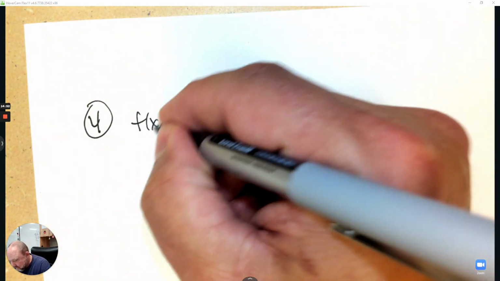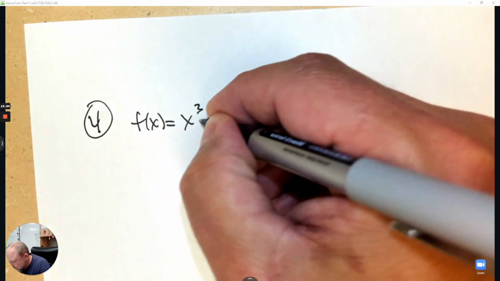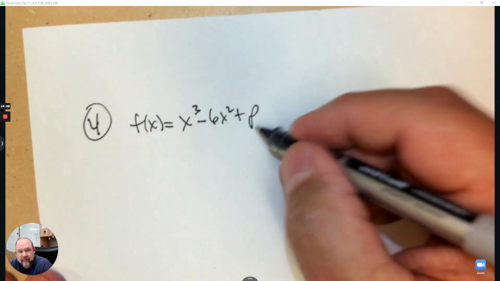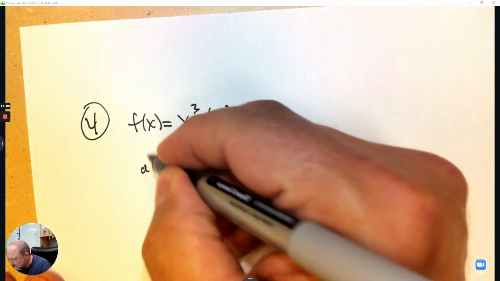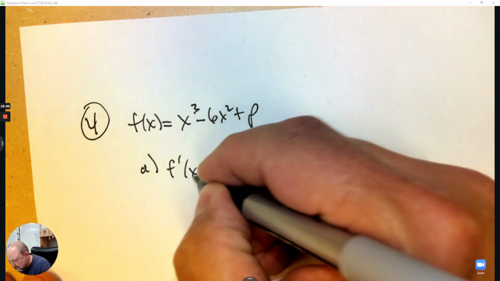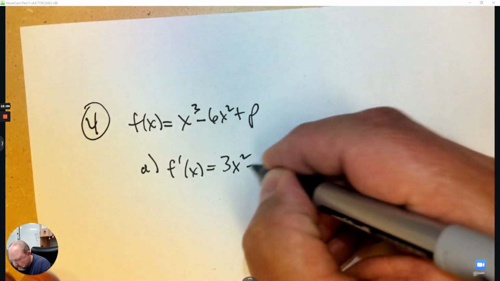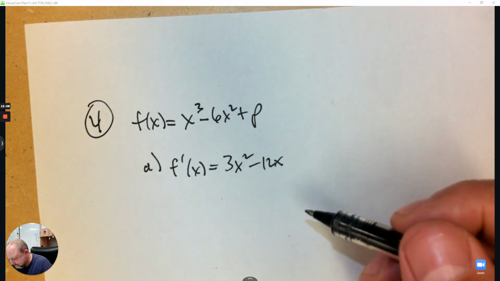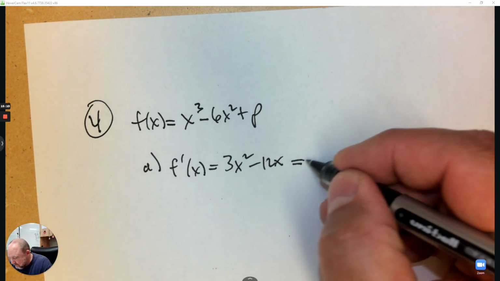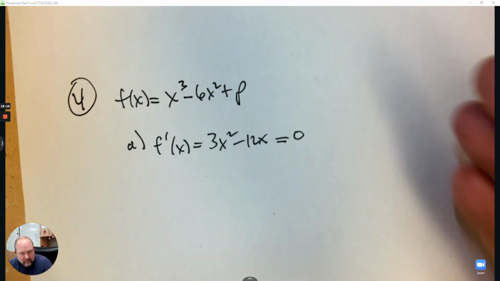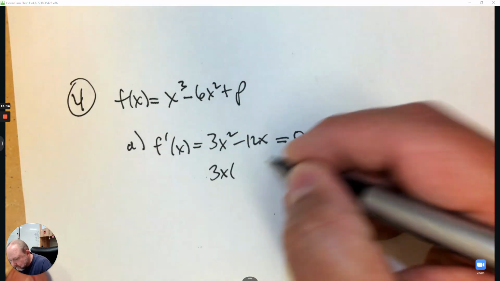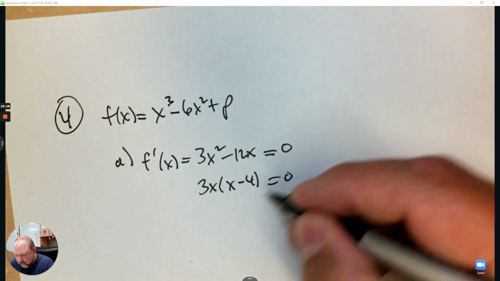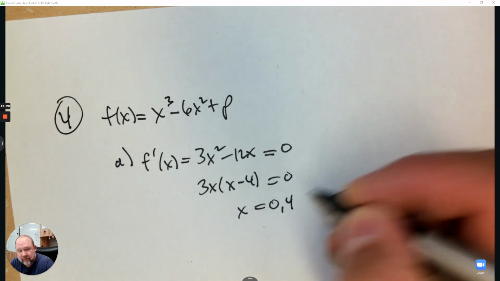We're given a function, and we're told p is a constant. And then part A says, use the derivative, that's 3x squared minus 12x, because the derivative of a constant is 0. And find the relative max and min. So first we're going to make it equal to 0. Factor out 3x. Then we're going to solve it. So the two solutions here, the critical numbers, are at 0 and 4.